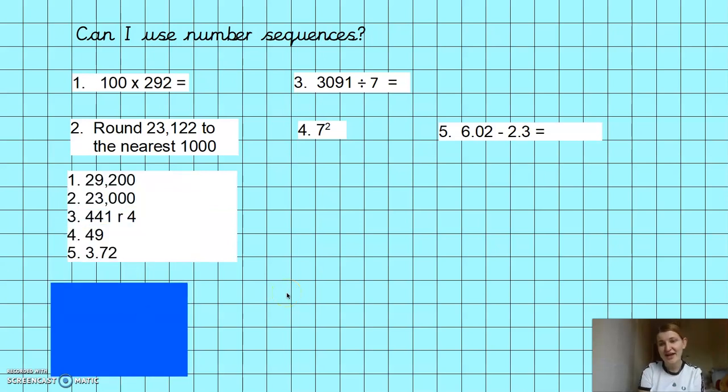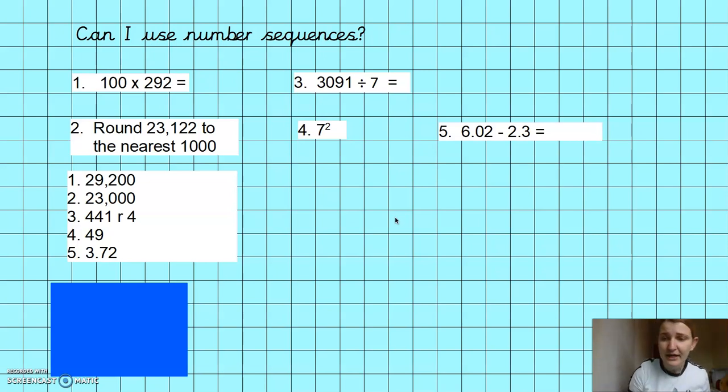Hopefully you slammed it to the left for 100 times, 292. I could barely talk there. And there we go. There are the answers to that. It may well be that for number 3, you expressed your answer as 441 and 4/7. If you did, that's completely correct as well.